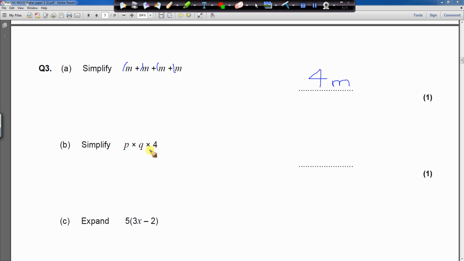Simplify p times q times 4. If you couldn't get a simpler answer, this is nice. So we just simply take the times sign there, put the 4 in the front to make it look nice, and the answer becomes 4pq.